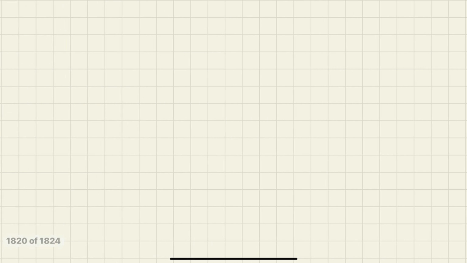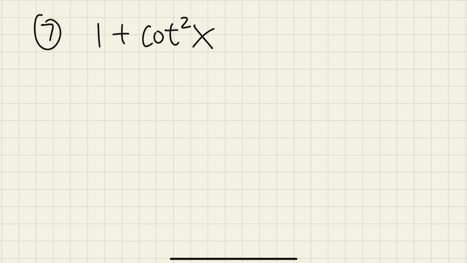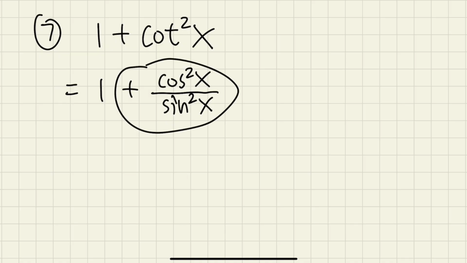Number 7. We're looking at 1 plus cotangent square x. Okay, 1 is 1, but cotangent is cosine over sine, and this is to the second power, so let's just make sure we have cosine square x over sine square x. Okay, what can we do next though? Well, we're adding a fraction, right? This is 1 plus a fraction. So why don't we get the common denominator and then just combine the fractions?